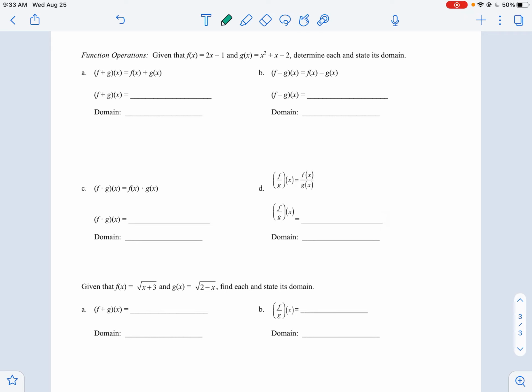All right, let's finish these notes up today. So the next thing we want to look at is what's called function operations. When you think about operations in mathematics, that just means adding, subtracting, multiplying, and dividing. So the idea here is, what does it mean when you see (f + g)(x)?